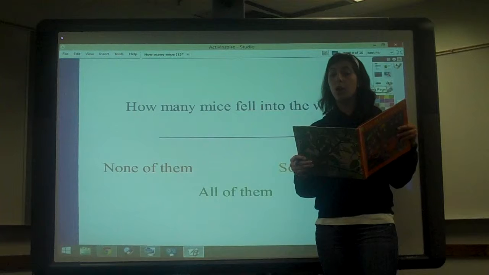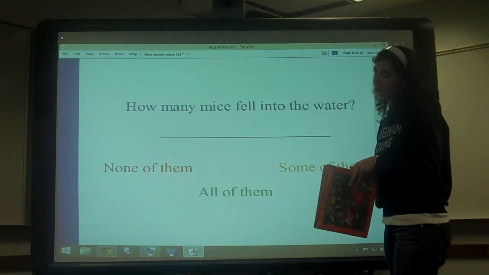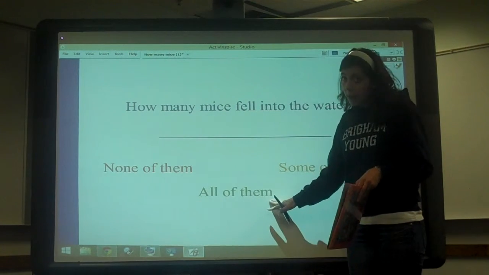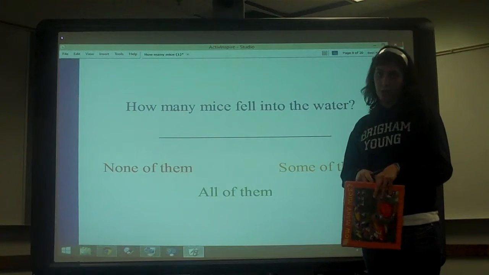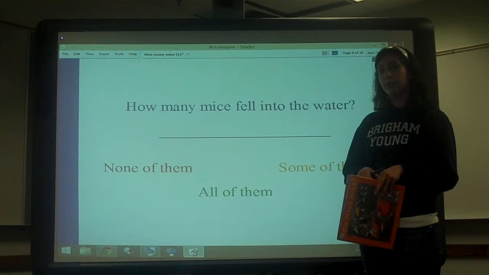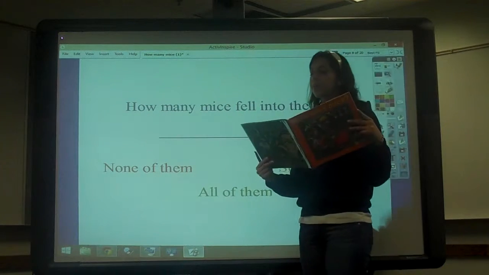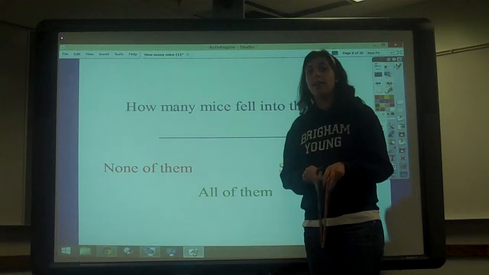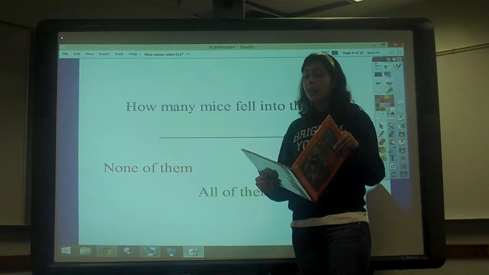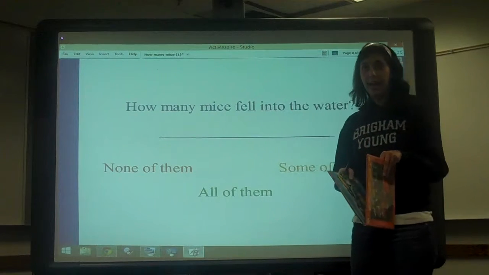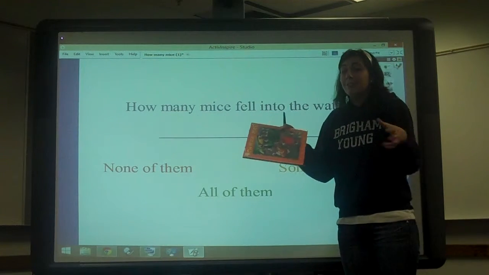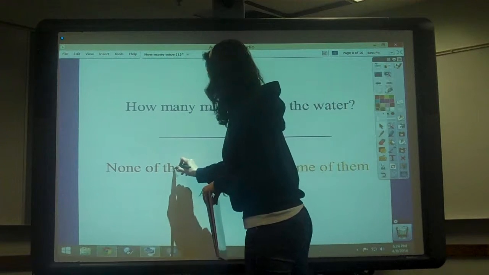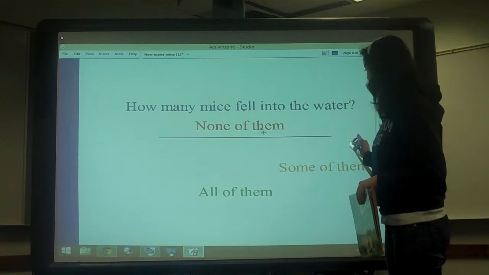It says some of the mice were almost washed away. So this is kind of a tricky question. So, none of them was washed away? All of them were washed away? Or some of them were washed away? What happened? Who fell into the water? Let's read it again. Some of the mice were almost washed away. What does almost mean? Not all? They didn't fall into the water. Okay, so some of them were right there to fall into the water, but in the end they didn't. So none of them fell into the water. Good, they were all nice, dry and warm.